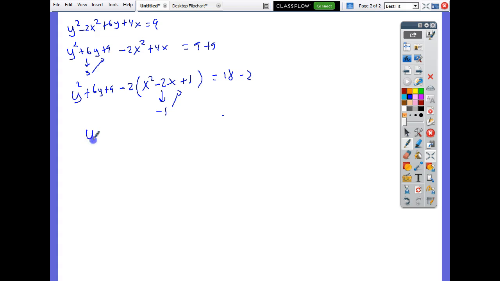Okay, simplifying, I get y plus 3 squared minus 2x minus 1 squared equals 16. Agreed? Now looking at this, I can't have a 16 here. Can't have a 2 there. How am I going to get rid of both of those? I'm adding negative 2 to this side, so I've got to do the exact same thing to the other side, right? Whatever you do to one, I do to the other. How do you get rid of that 16?